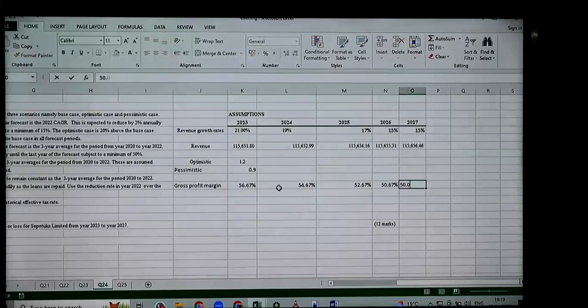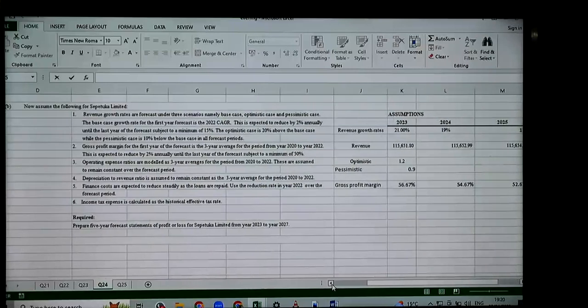So it will be 50.00%, not 0.56, because it cannot go below the, let me remove the max part here. It cannot go below 50%, as the question is saying, isn't it? So we go to the part 3. Operating expenses ratio are modeled as a 3-year average from the period of 2020 to 2022. These are assumed to remain constant.